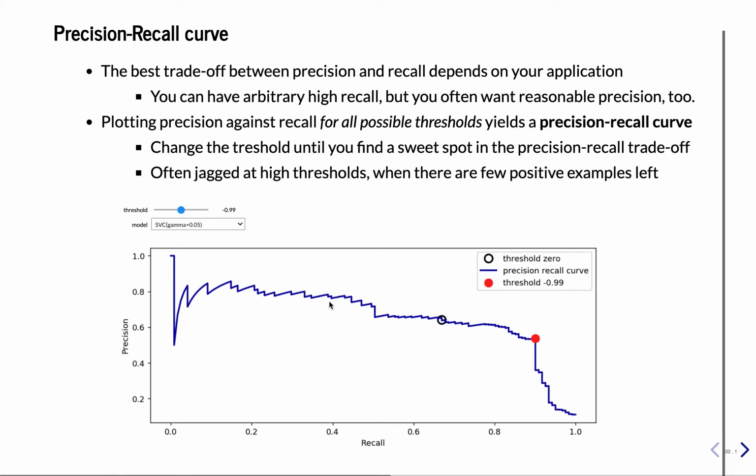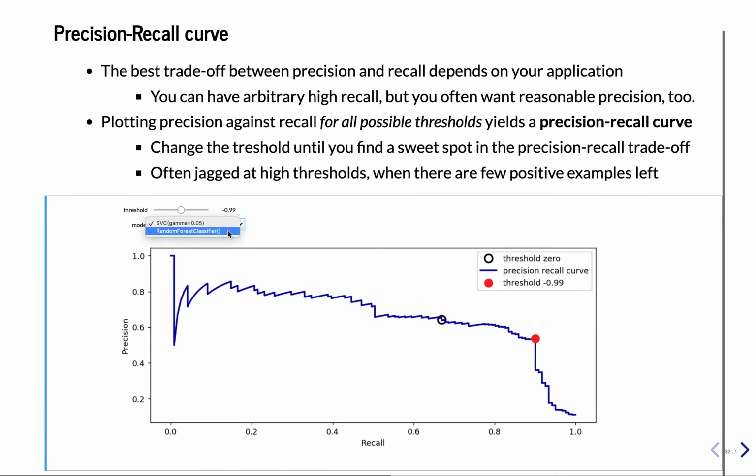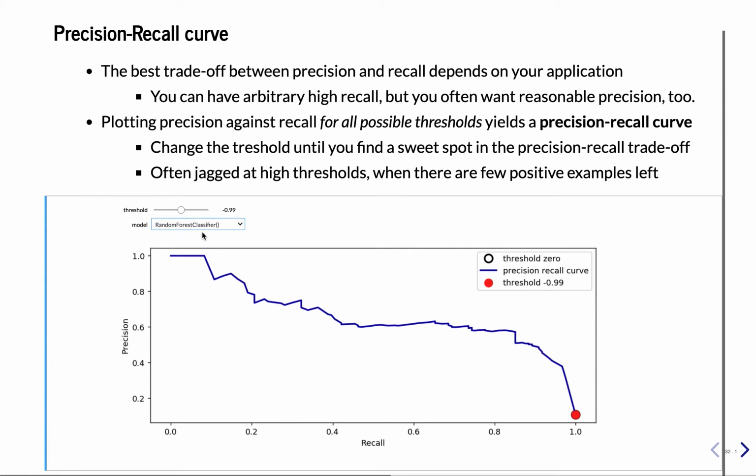Now, this precision recall curve will look different for every model that you try, and even for every hyperparameter. So if I replace the support vector machine with random forest, you'll see this a bit smoother. Also, random forest gives you probabilities, so you can only change between 0 and 1. But it's the same behavior. I can increase the threshold, and for each threshold, I again get a certain precision recall trade-off.